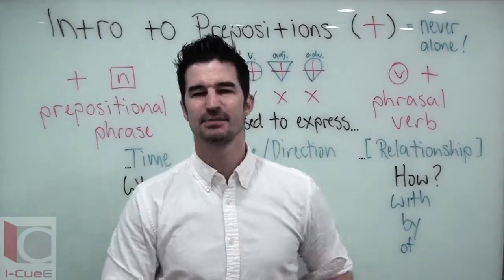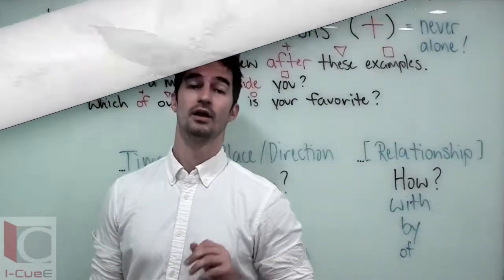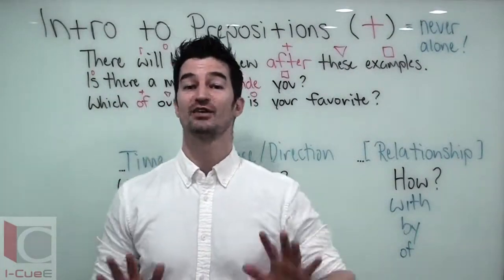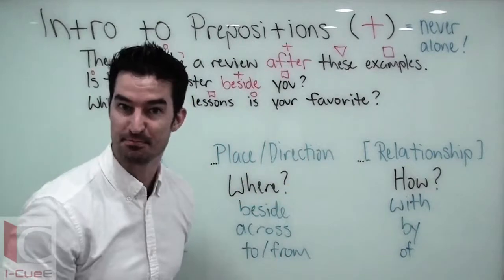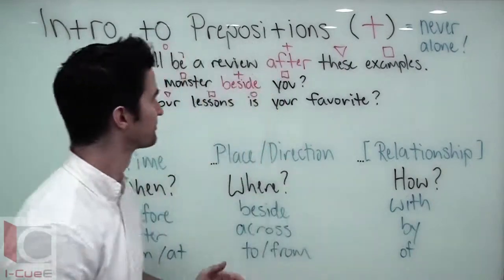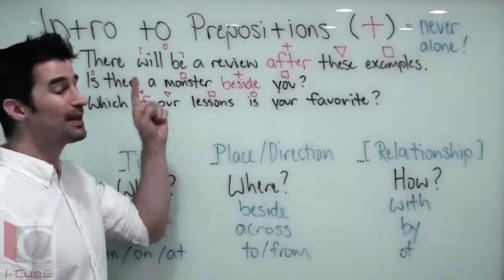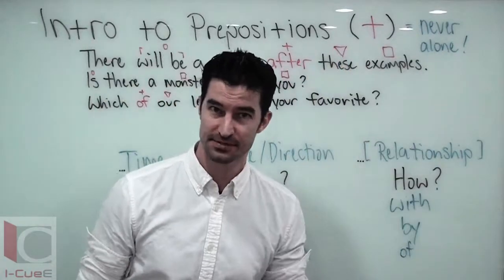Again, we'll look at some examples now. So we're just going to look at one example for each of these relational types, okay? So let's look at the first sentence. There will be a review after these examples.